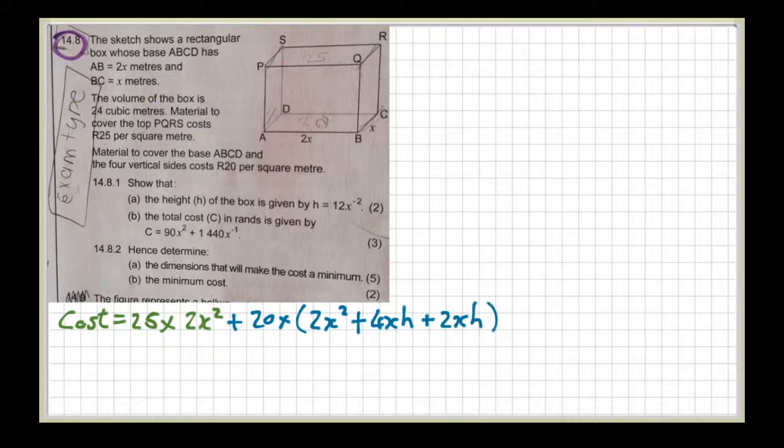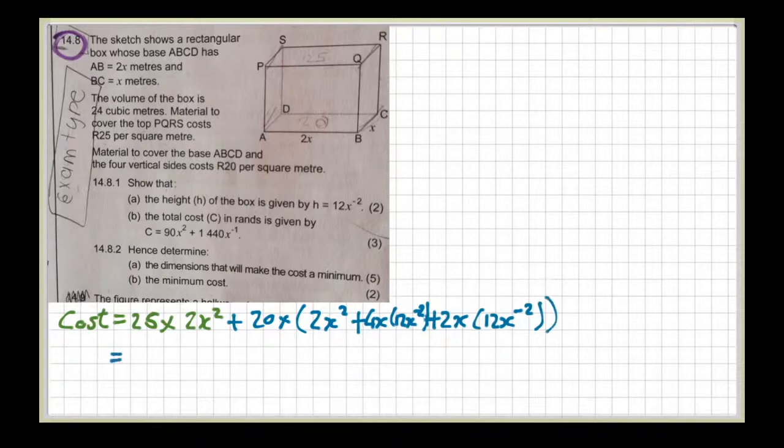I don't want h in there anymore. So I'm going to substitute h by what we got in the previous sum. So 4x times 12x to the negative 2, plus 2x times 12x to the negative 2. Remember that we got that from a.